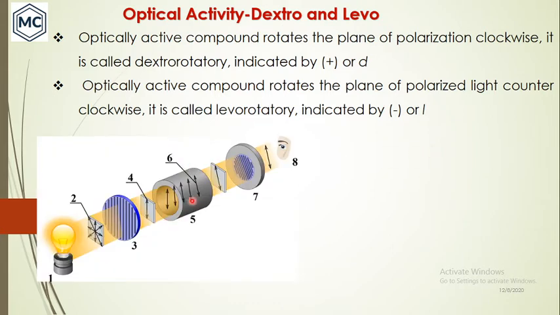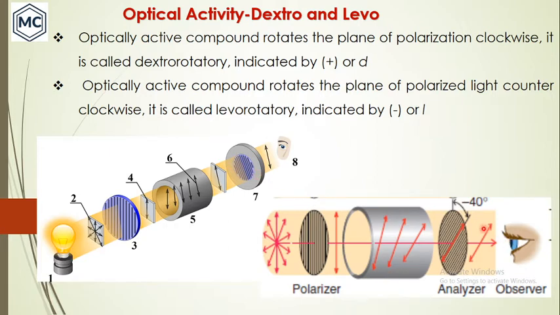It is demonstrated here. You have a sample cell here, with the polarizer and analyzer. These particular active substances shift the plane of polarization towards the right. You are viewing this from here, so the analyzer has to be shifted towards the right to get the light permitted through this analyzer. And in this particular case, you have to shift the analyzer towards the left to get the light permitted. So this is dextrorotatory and this is levorotatory.